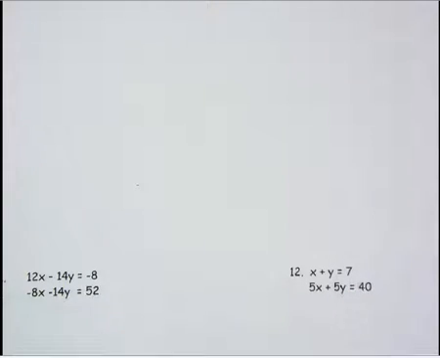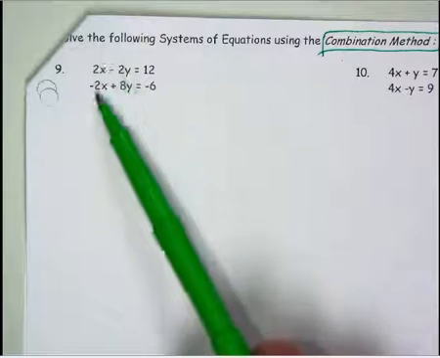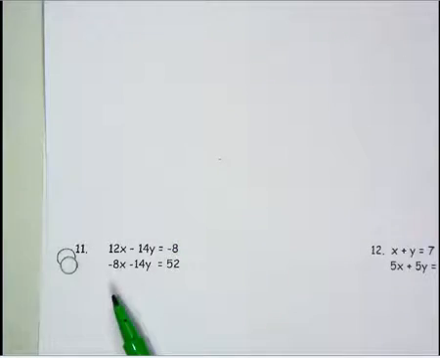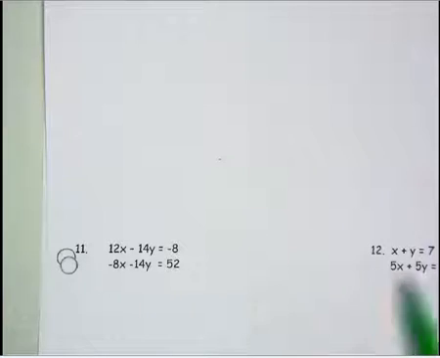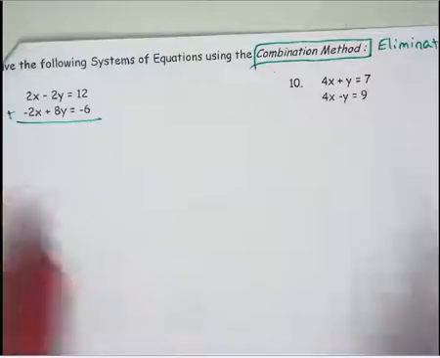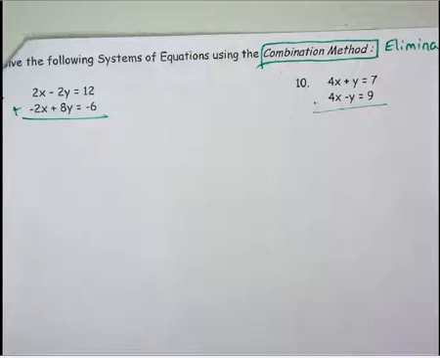The next thing that you have to ask yourself is, do you see a pair of exact opposites? If I take a look in number 9, I do. In number 10, I do. In number 11, I do not. And in number 12, I do not. So if you do see exact opposites, it's nice. You can just simply add the two equations together. Since I do see exact opposites, I simply add the two equations together.